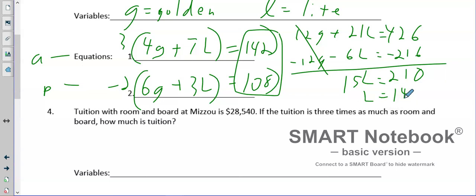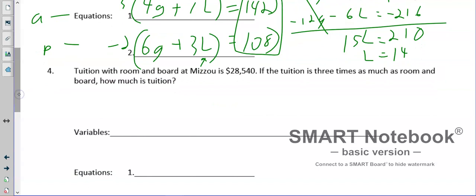Now, a little bit more work here. I have to plug the L in to either one and then solve. So I'm going to plug in the L, let's say right here. So 3 times 14 is 42. I'm going to subtract that from 108, which is 66. And when I divide by 6, G is 11. Okay.